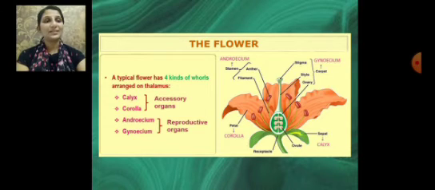We can see this is the calyx, this is the corolla, the colored portion is called the corolla, and the male reproductive organ is called the androecium, and this swollen portion is called the gynoecium. So from outside to inside, the outermost whorl is the calyx, which is followed by the corolla, which is again followed by the androecium, and the innermost whorl is the gynoecium.